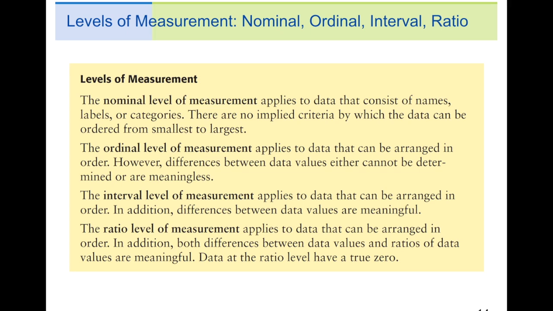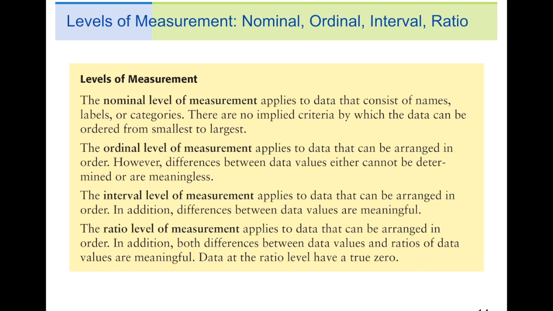The nominal measurement is about putting things into labels or categories or talking about names. You can't order any of these things, they're just categories. Usually when you're talking about qualitative data, most of it ends up in nominal.